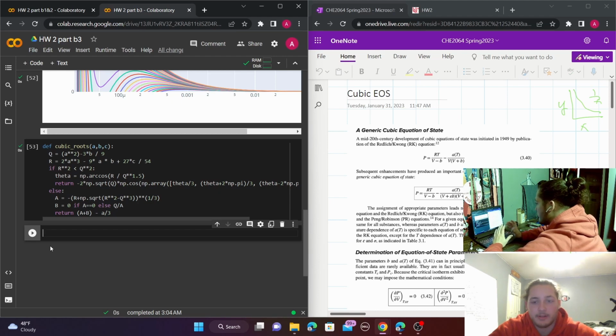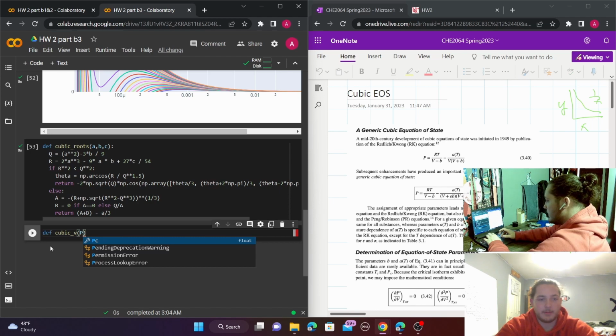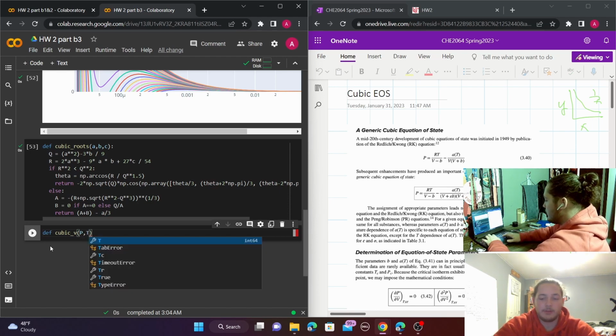So moving forward, we are now going to define a function that is a cubic, and we are given the pressure and temperature, so we are going to use that to then solve for the volume. So we can name that cubic underscore V. Our parameters are going to be pressure and temperature.